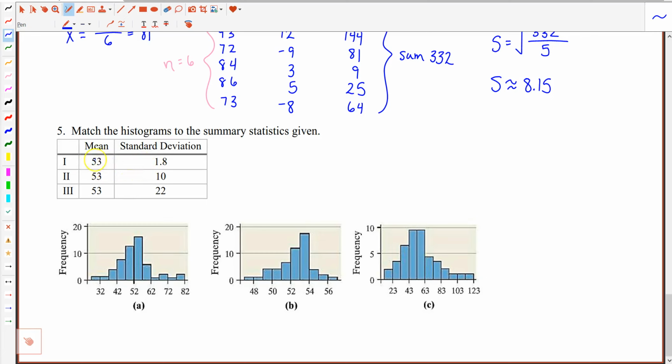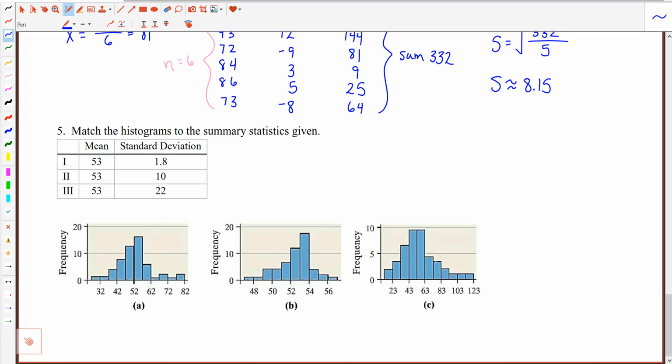Notice all of them have the same mean, so we are going to look at the spread, or the standard deviation, to try to determine which histogram should correspond to which set of summary statistics. Notice I have a standard deviation that's really, really small, one in kind of the mid-range, and then a standard deviation that's going to be really high. In terms of these data sets, which one of these would have a standard deviation that's really small? Notice all of these histograms are centered at about 53, right?